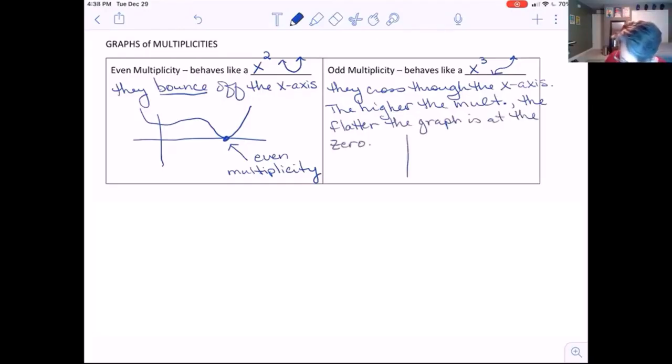So for example, you might have an x-intercept here and an x-intercept there. So this has an odd multiplicity, could be 1, but this has a higher odd multiplicity. It could be 3.